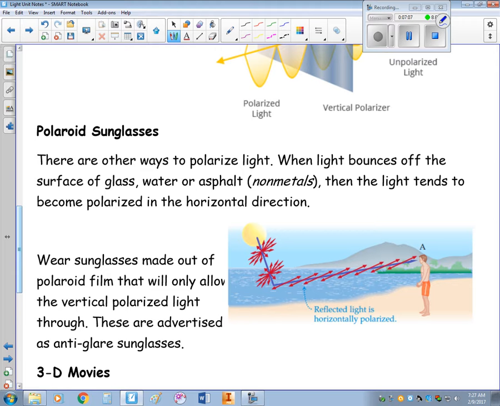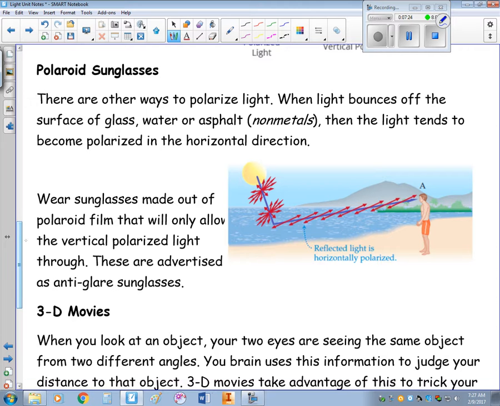So there are other ways that we can polarize light. When light bounces off of a surface of glass, or if it bounces off of water or asphalt or some nonmetals, that light tends to become polarized in a horizontal direction. So here we have sunlight hitting the water surface, and the reflected light off of that tends to be horizontally polarized. We call this glare, and it can be kind of annoying, especially if you're fishing.